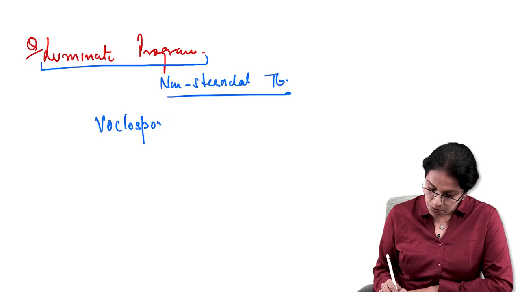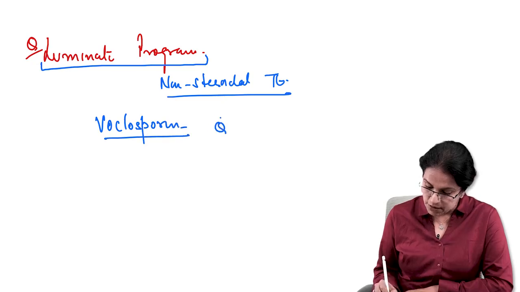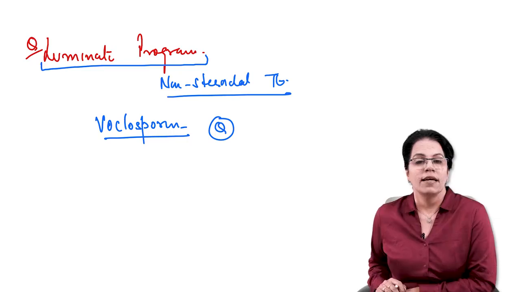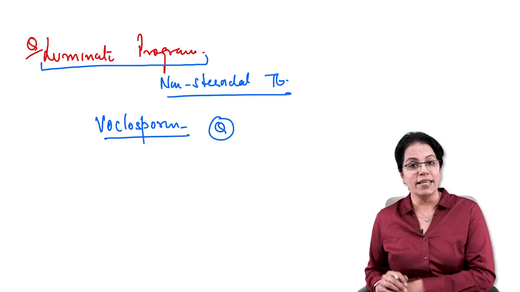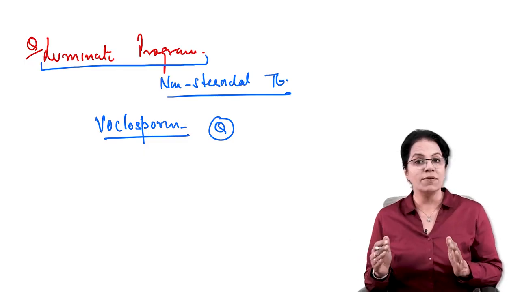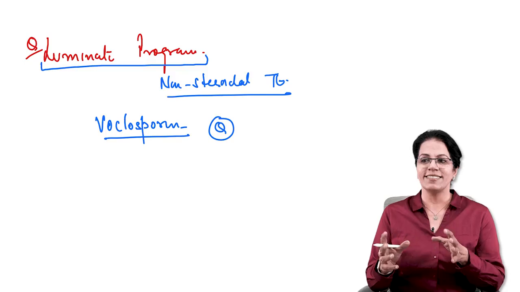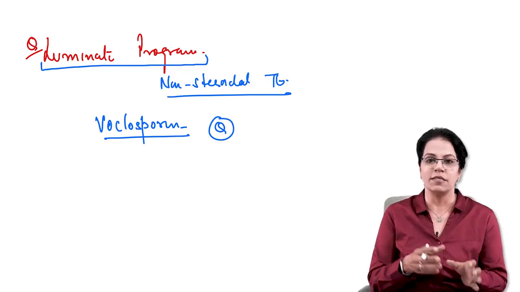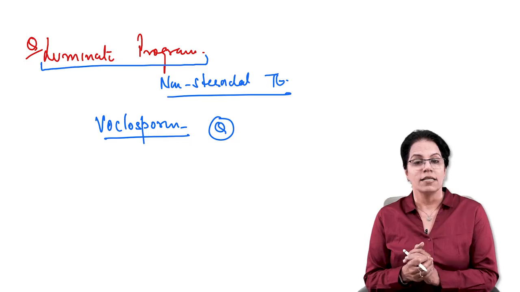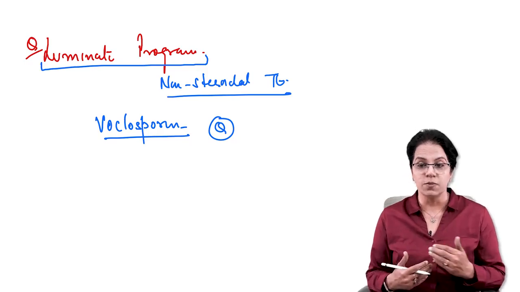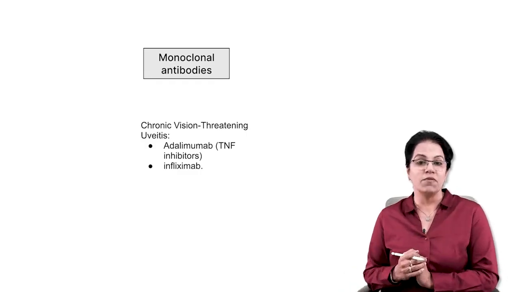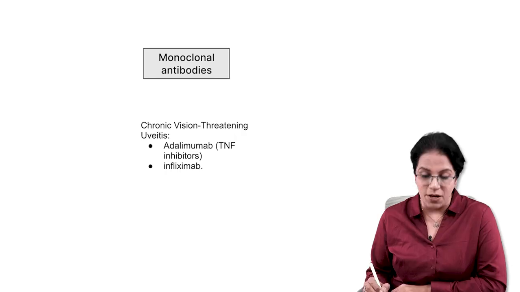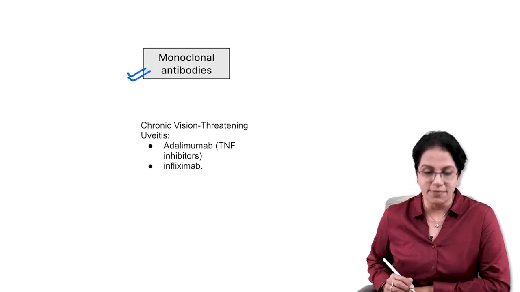Like cyclosporin, voclosporin is also an immunomodulator, right? Now, apart from this, of course, we have just learned that the treatment of anterior uveitis is topical steroids and topical cycloplegics. Sometimes in chronic uveitis, which can be vision threatening, we can go for monoclonal antibodies, right?